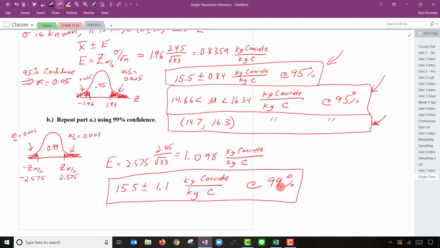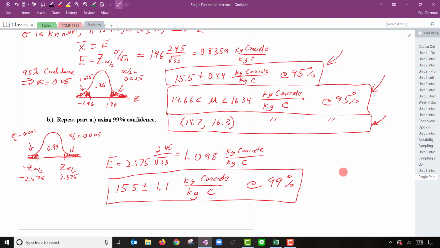You might be willing to accept 80% confidence intervals, for example. But in most very well-controlled scientific experiments, we would use 95 or 99. We can do this stuff in Excel.